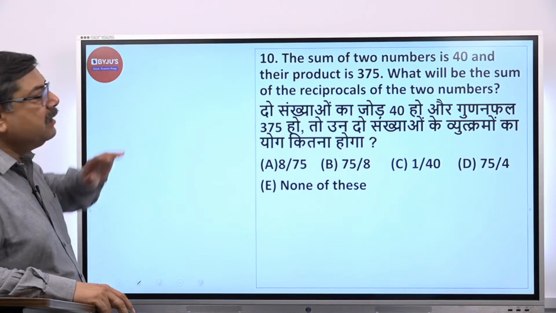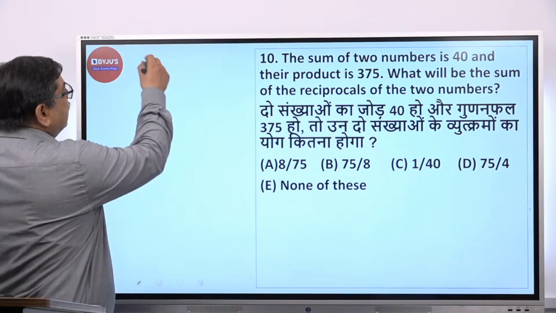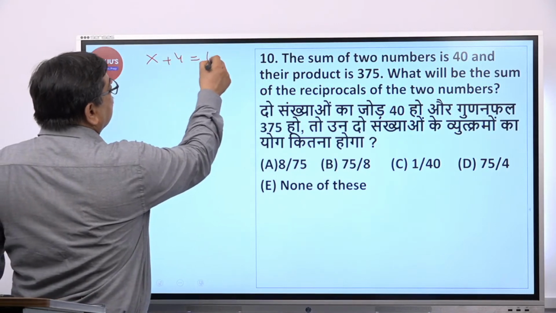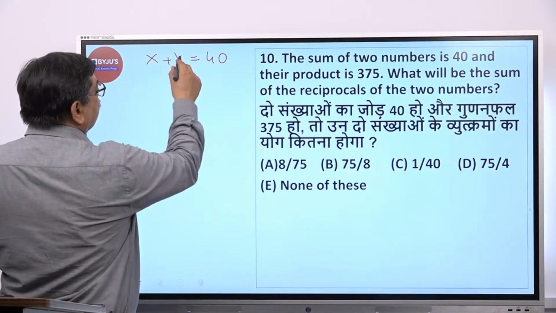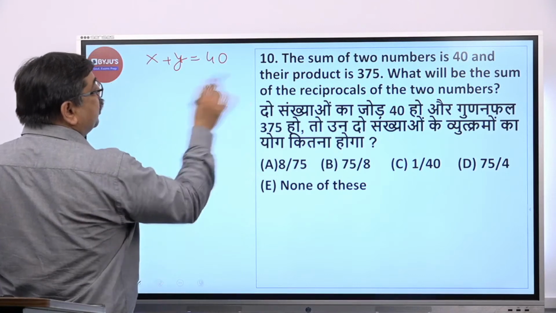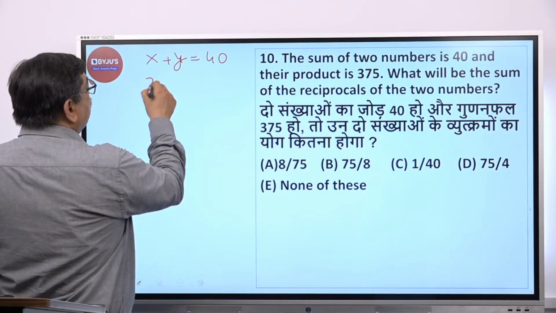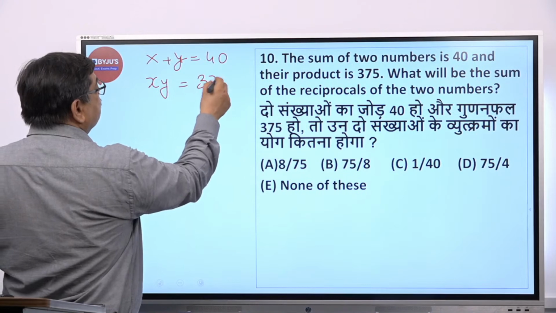All right, the sum of two numbers is 40. So let the two numbers be x and y. So x plus y is 40. Okay, and the product is 375. So xy is 375.